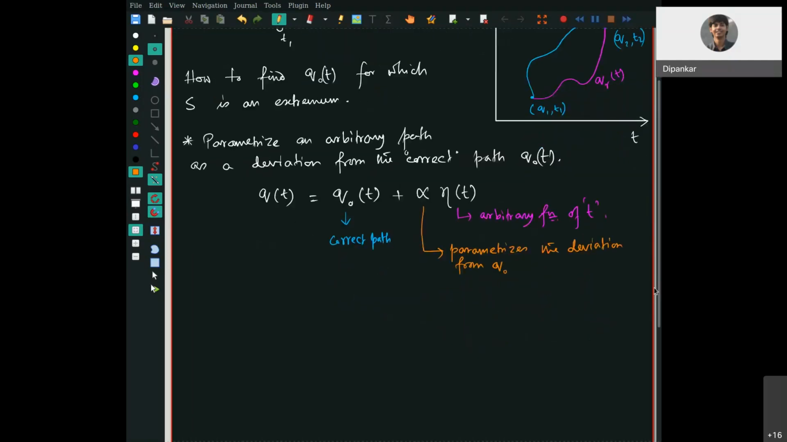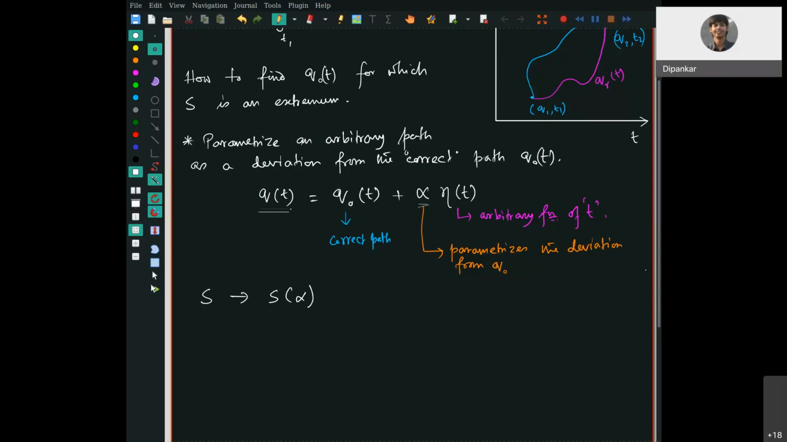So now S becomes a function of alpha. For every value of alpha, you choose an eta(t). Suppose eta(t) equals t squared, let's say. You choose an eta(t), and then for every possible q that depends on alpha, the integration will depend on alpha. But one thing remains true: at alpha equals 0, you are led to the correct path q0(t). So at alpha equals 0, S will be, let's say, minimum.